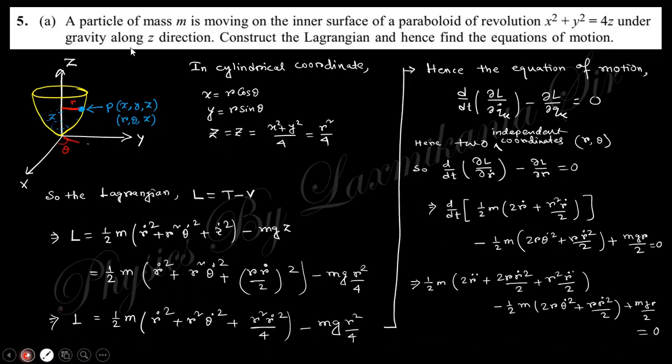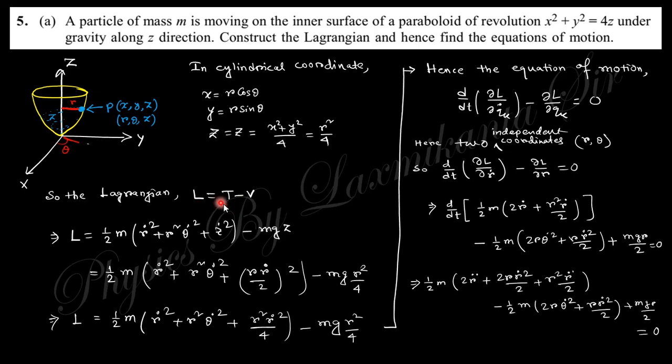Next question, a particle of mass m is moving on the inner surface of a paraboloid of revolution like that under gravity along z. Construct the Lagrangian and find the equation of motion. You can see the system is cylindrically symmetric, so we can take the cylindrical system for calculating this. That's why taking x equal to r cos theta, y equal to r sin theta, and z equal to x square plus y square by 4. From here you will get the answer. So there are only two variables, r and theta. r is this perpendicular distance and theta is this angle from the x-axis.